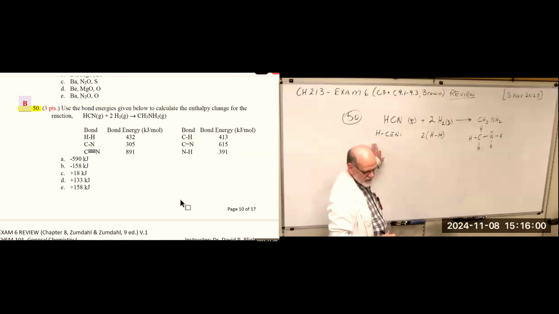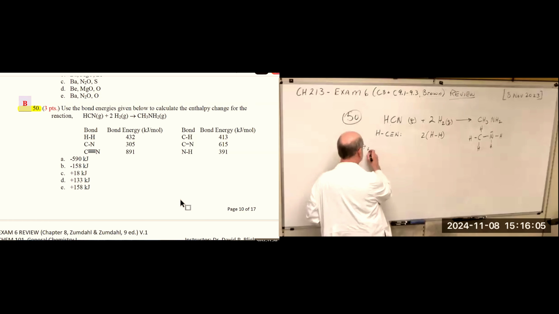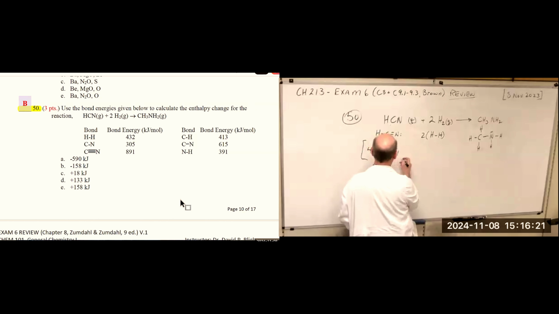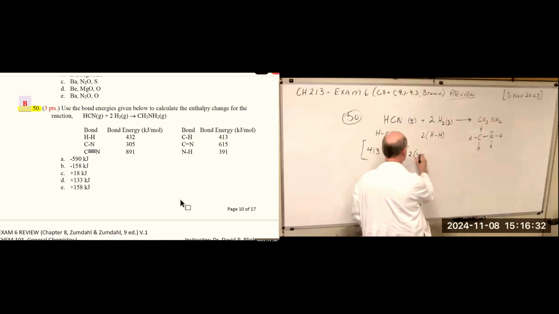Okay, a CH. CH is 413. There's just one of them. And these are in kilojoules. And then a CN triple bond, 891. And then we have 2 times a hydrogen bond, 432.